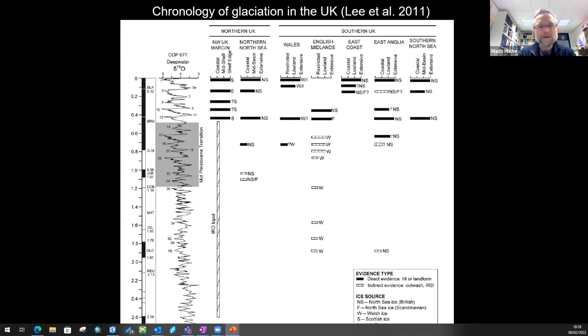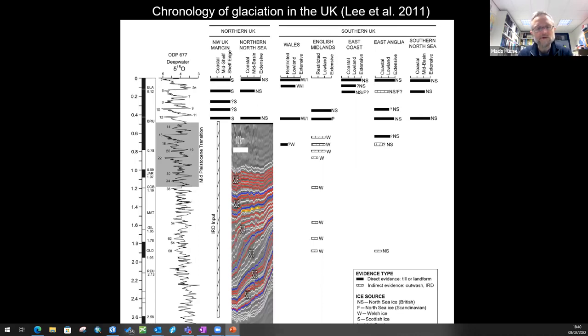So again, you see in this compilation, which shows the UK onshore areas, evidence for glaciation, and there's a rich history of glaciation down to about 500,000 years. Then it gets a bit more patchy. But offshore northern UK, there's a long continuous record of IRD, ice rafted deposits, on the Atlantic margin. So that suggests there was ice in the UK again and again and again, at a time when there's very little onshore record to hang that on. Next slide, please.